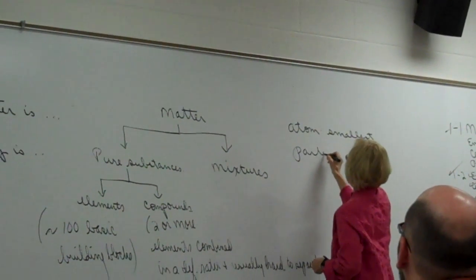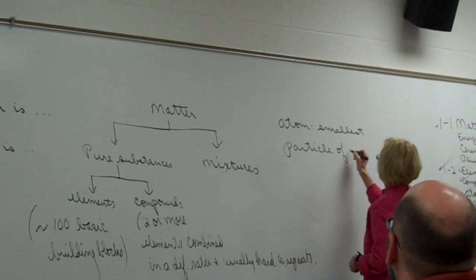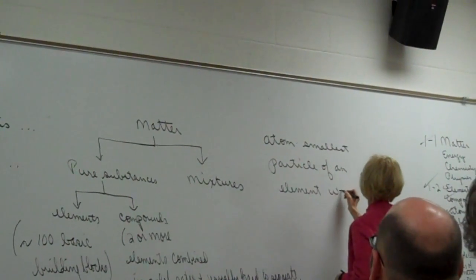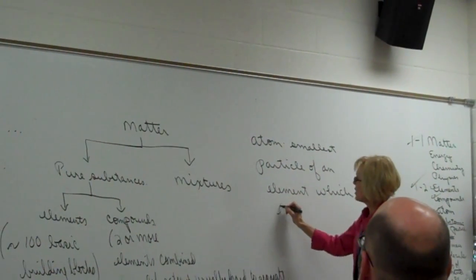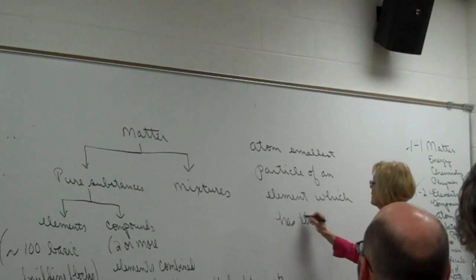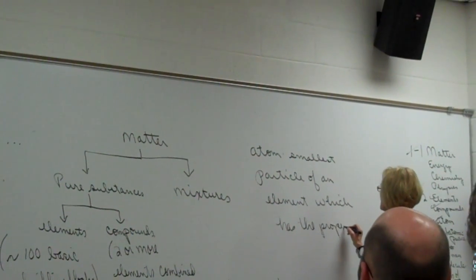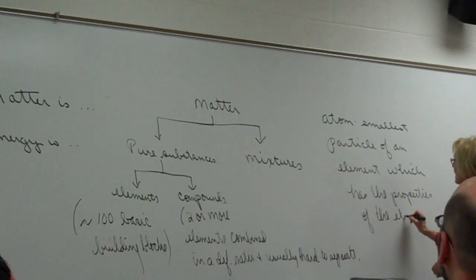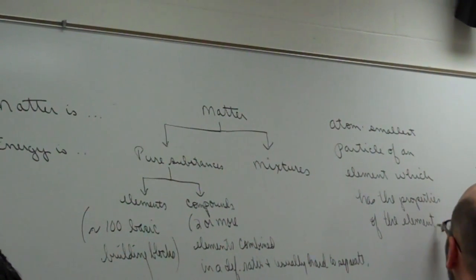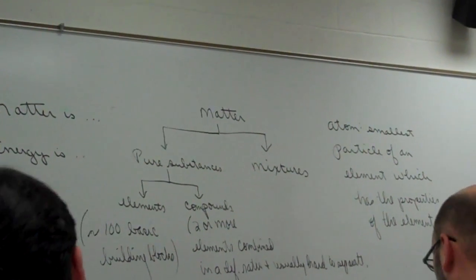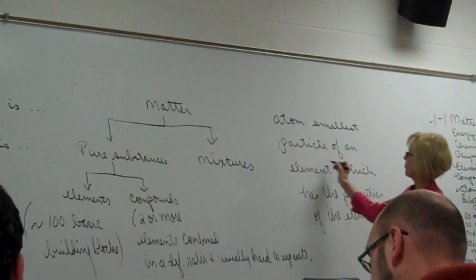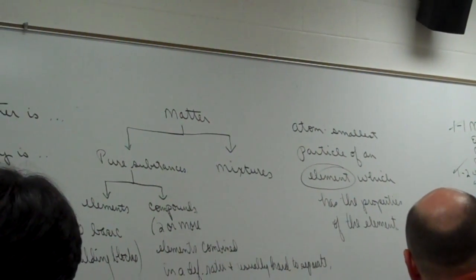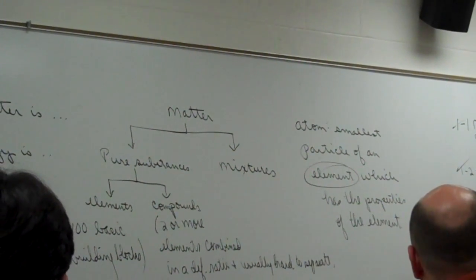Smallest particle of an element which has the properties of the element. Smallest particle of an element. Now notice one thing. You do not use the word atom when you're talking about compounds. You're only talking about elements.